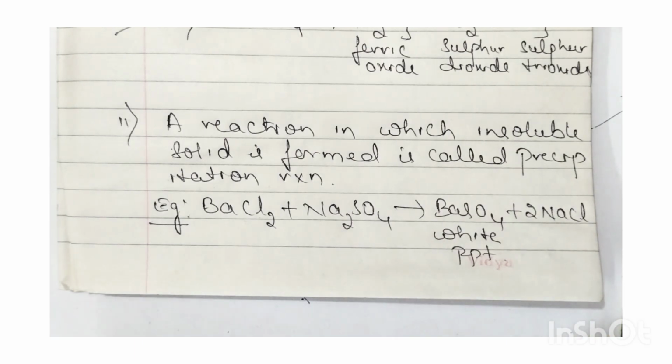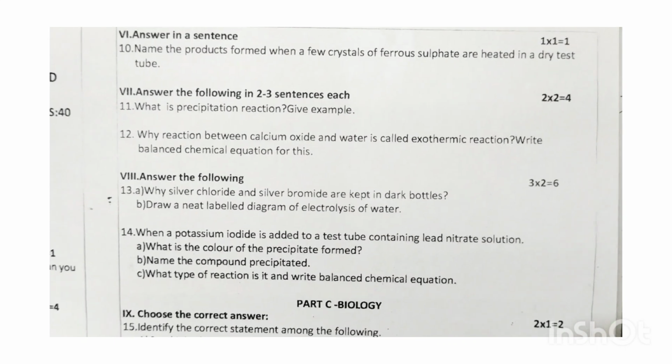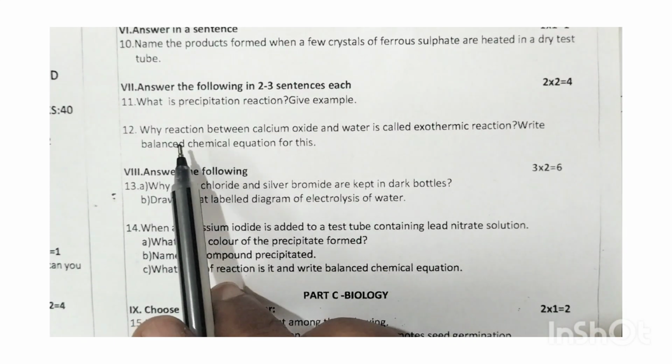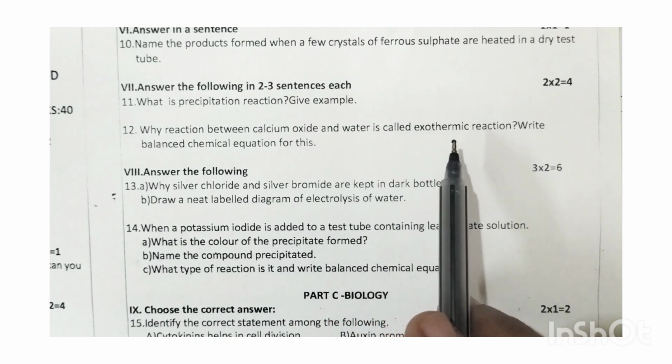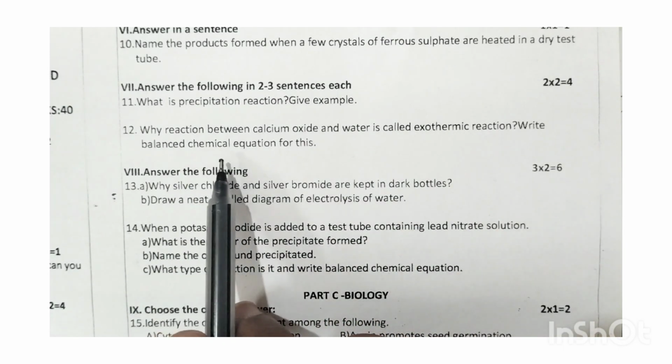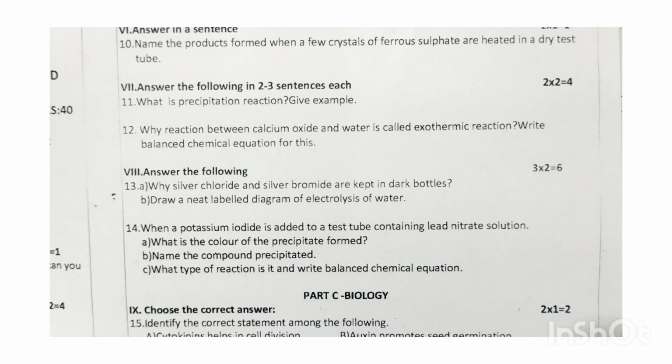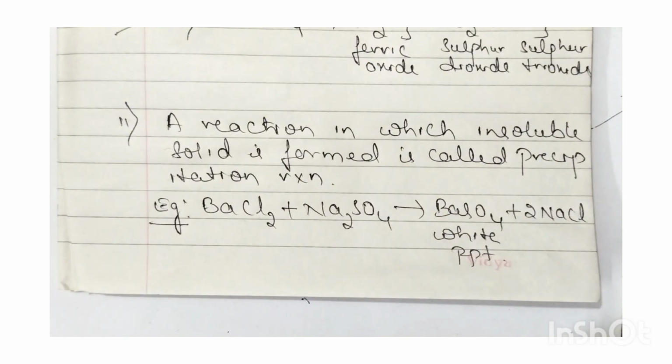Now let us move to the 12th question. So the 12th question is, why is the reaction between calcium oxide and water called an exothermic reaction? Write the balanced chemical equation for this. So let us answer this question now.